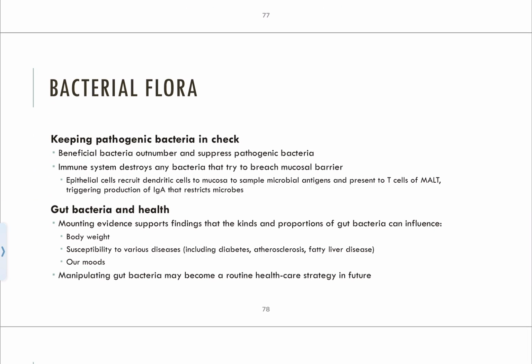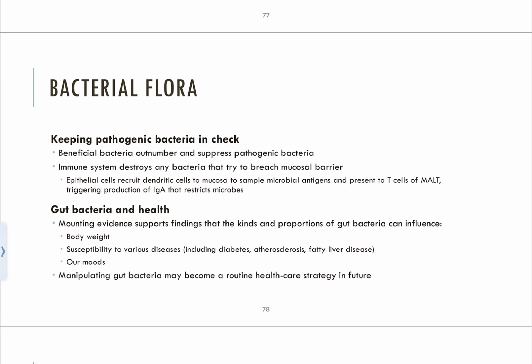Because we have so much bacteria living in our intestines, we have to make sure we're keeping the harmful, or pathogenic, bacteria in check. There are two ways in which we can do that. The beneficial bacteria tend to outcompete and suppress the harmful bacteria, so we have huge numbers of those. Second, our own immune system prevents bacteria from entering the body through the gut epithelium. This system keeps bacteria from breaching the mucosal barrier.